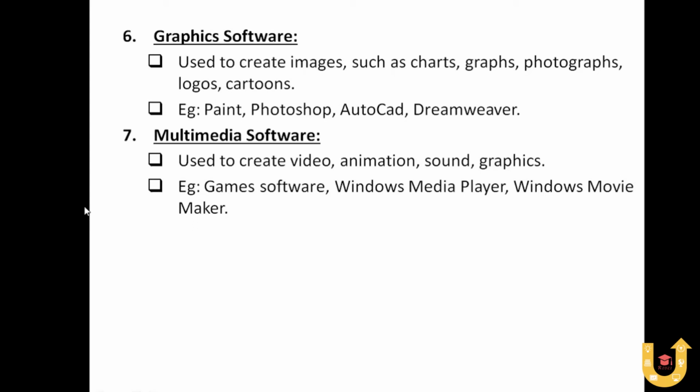Graphic software is used to create images such as charts, graphs, photographs, logos, cartoons. Paint, Photoshop, AutoCAD, Dreamweaver are examples. Multimedia software is used to create video, animation, sound, graphics. Game software, Windows Media Player, Windows Movie Maker are examples.